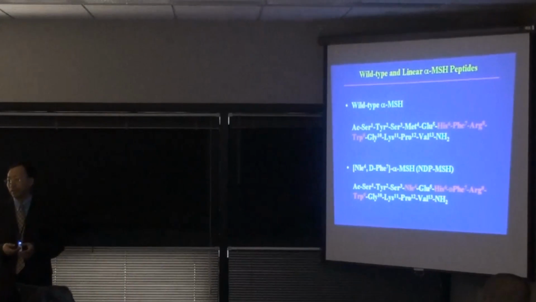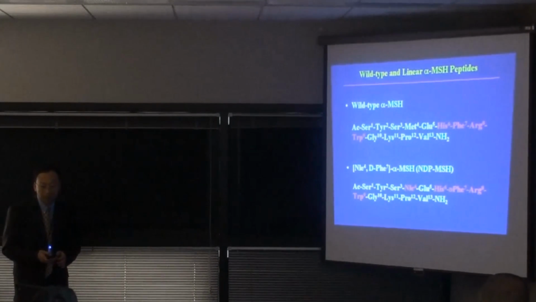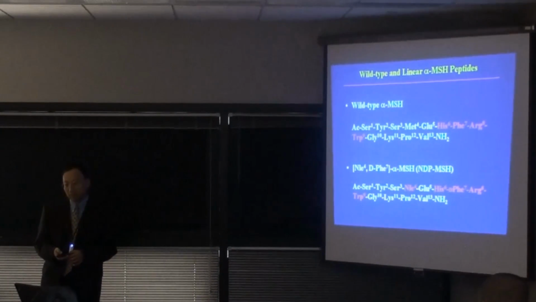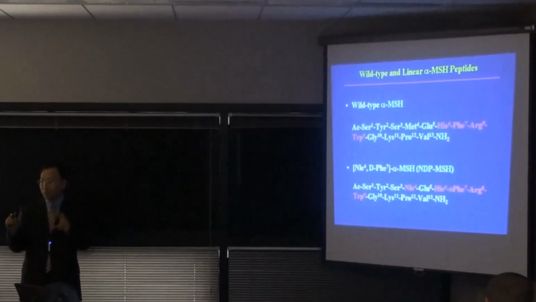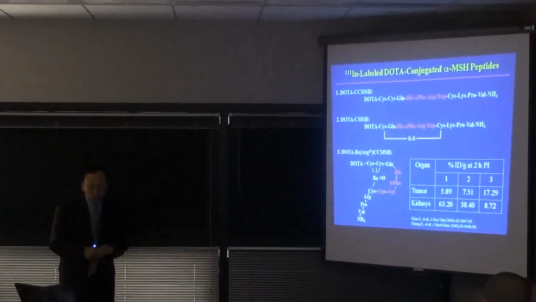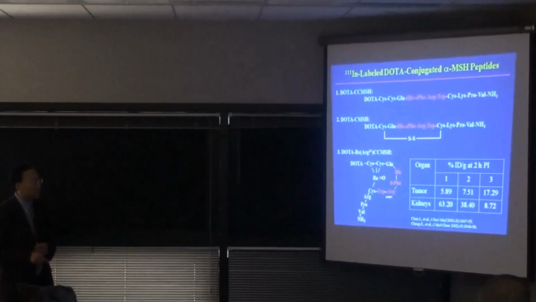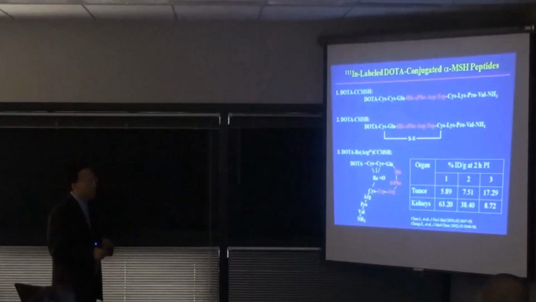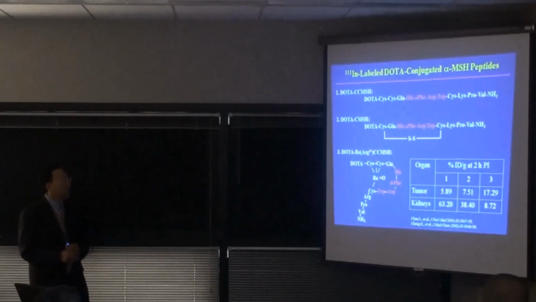And several groups have tried labeling this linear peptide with radionuclides for melanoma targeting. Unfortunately, the success was limited, mainly because of the in vivo stability of the linear peptide. So one way to improve the in vivo stability of the peptide is to cyclize the peptide. These slides give you an idea about how different cyclizations have different effects in terms of tumor uptake and kidney uptake here.